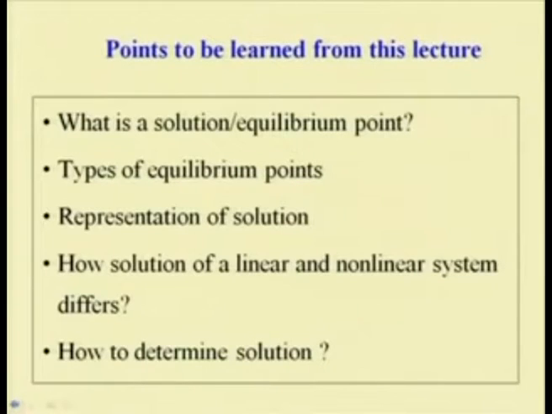One is the transient part of the solution and the other is the steady state part of the solution. As time tends to infinity, the solution we obtain from the governing equation is the steady state part of the solution, and before the steady state, the response we get is the transient part of the solution. Now let us see what the equilibrium point is.